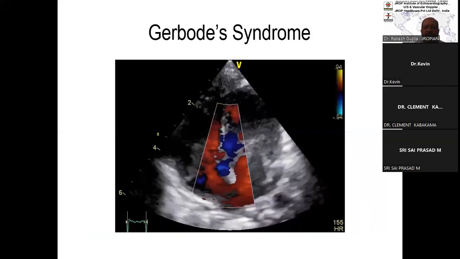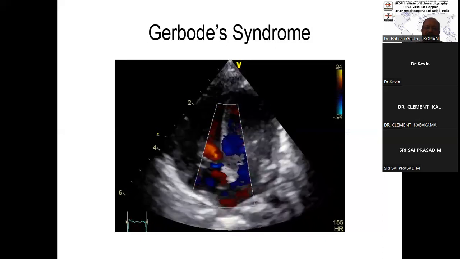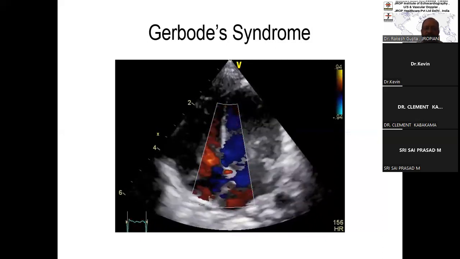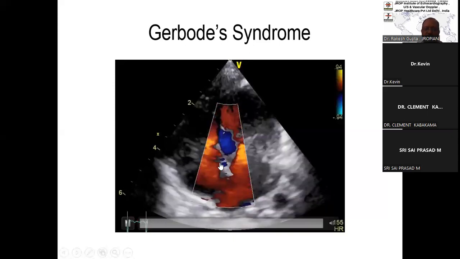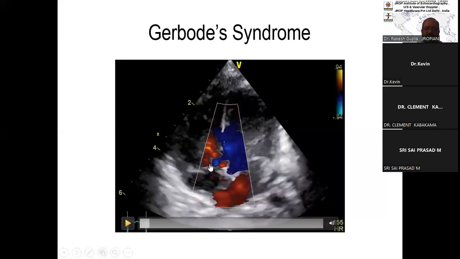One very special kind of VSD is, as I was talking about, the atrioventricular type. The tricuspid valve is attached apically and the mitral valve is attached basally. So there is a so-called atrioventricular groove through which the VSD is present. The VSD is between the left ventricle and the right atrium.